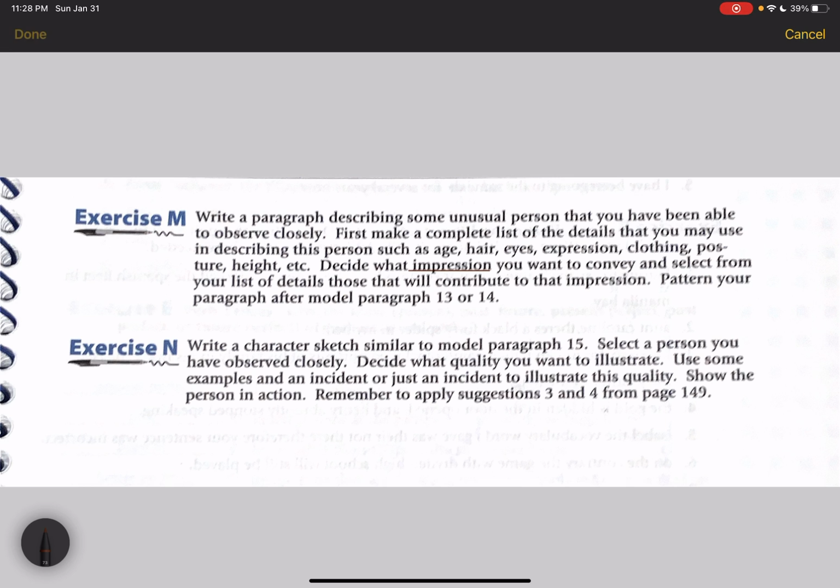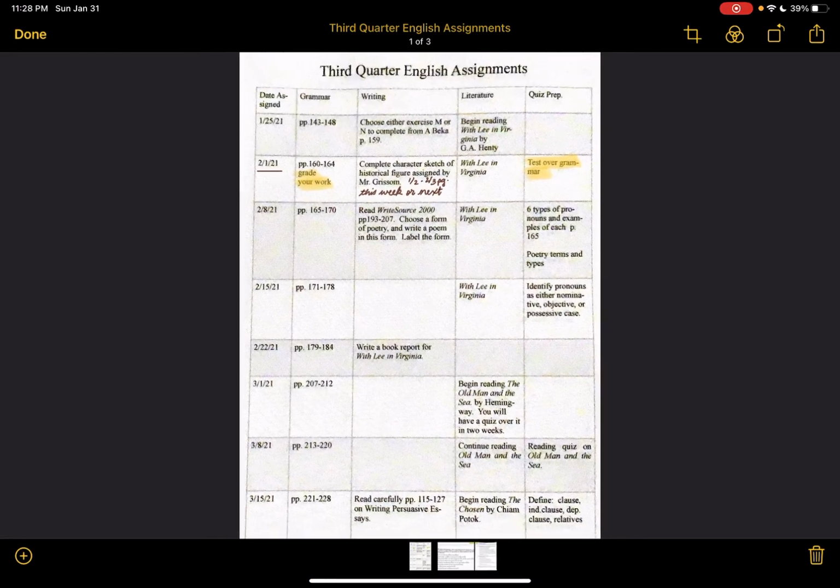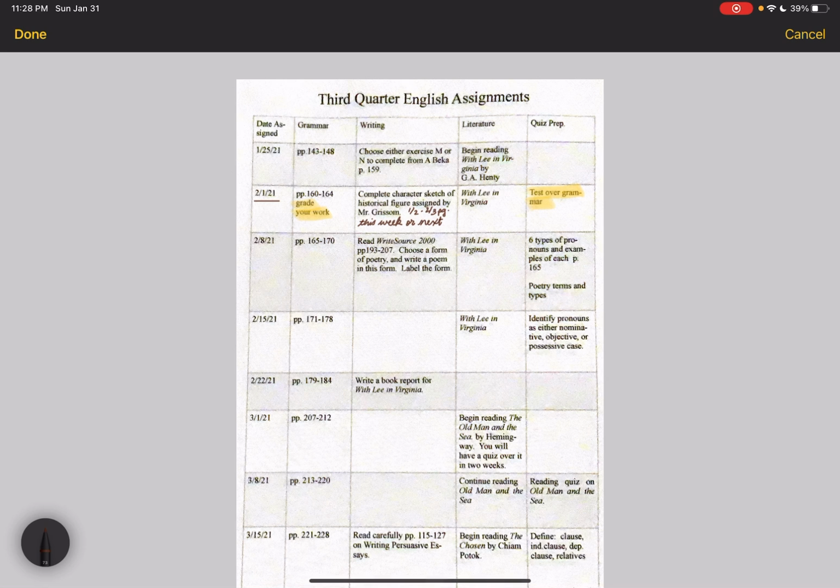All right, back to our assignment page. All right, so you've just finished Little Women, and you're starting on with Lee and Virginia, so keep reading that in your literature section. And again, just remember that you're going to have a test next week over the grammar.